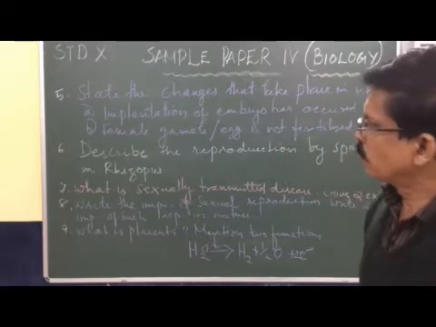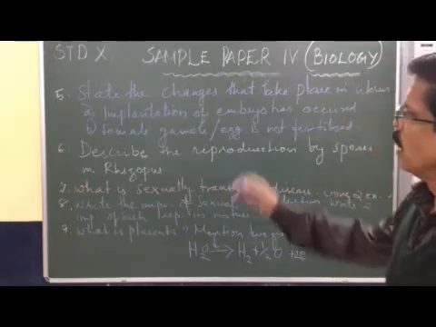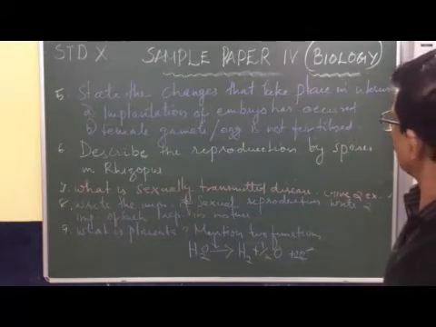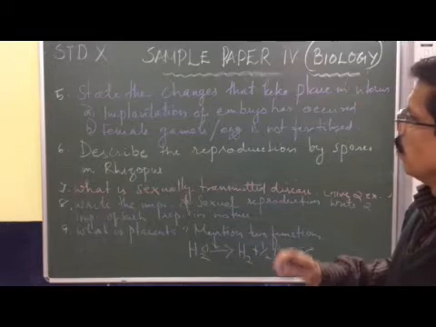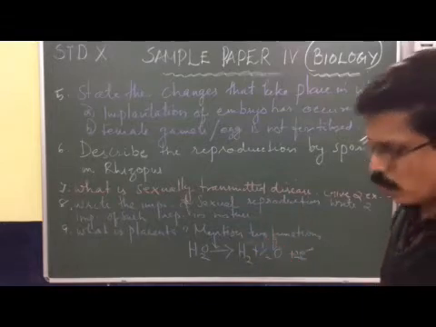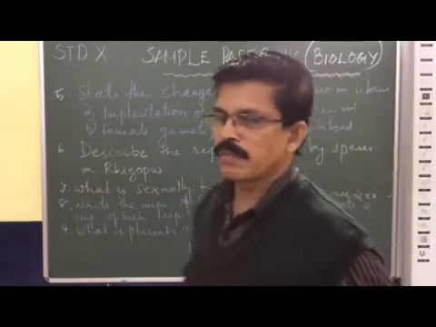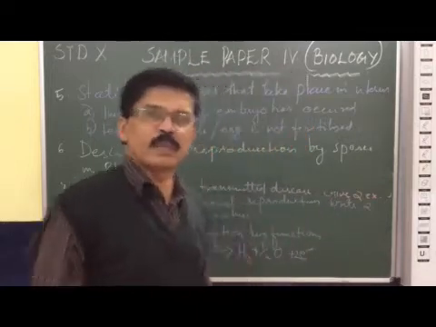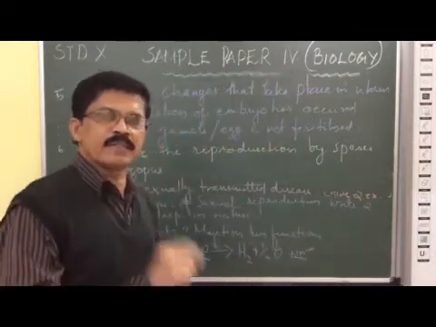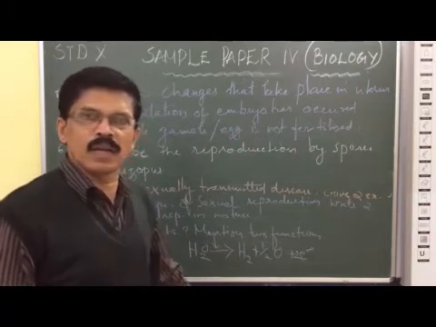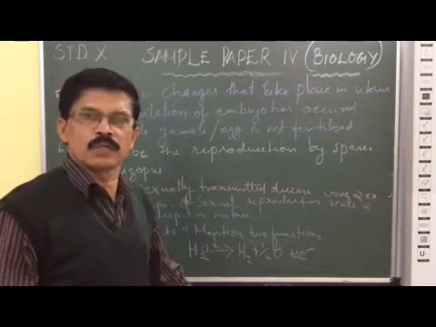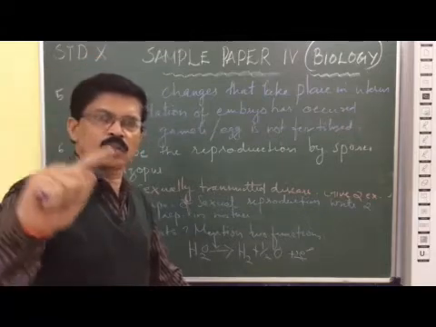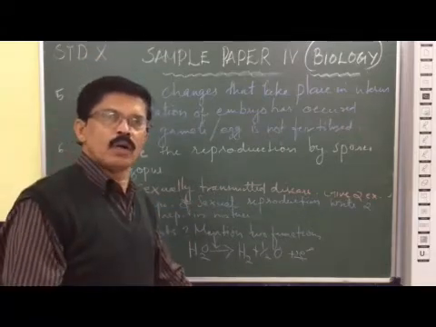Fifth question for the second video: state the changes that take place in the uterus. First one, implantation of the embryo has occurred after fertilization in the fallopian tube or oviduct. The fallopian tube or oviduct is the point where fertilization, that is fusion of male and female gamete, takes place and the zygote is formed. Such a fertilized egg will move along to the uterus and finally come to the uterine wall.